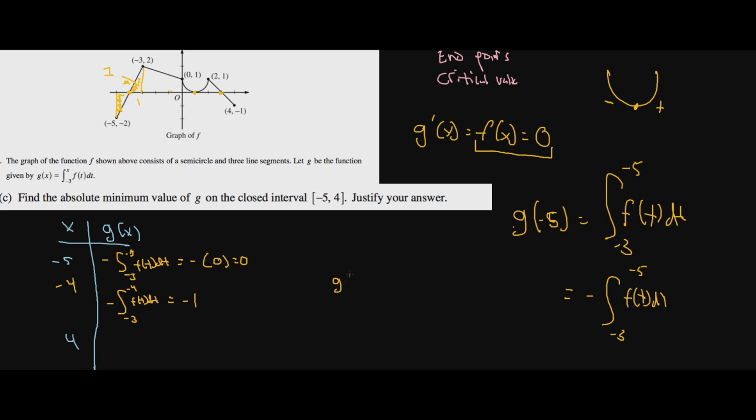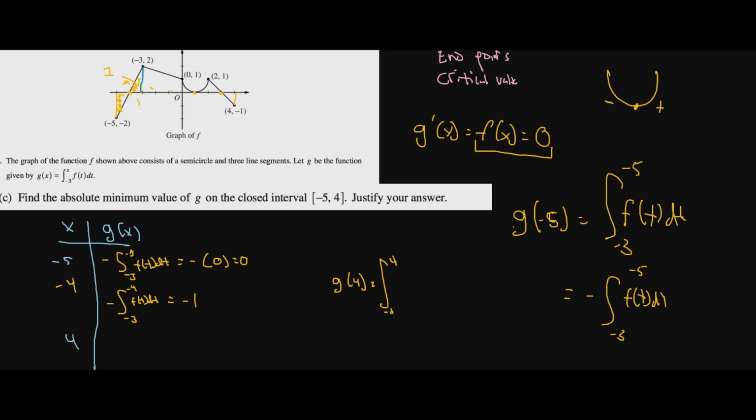And if we go to find g of 4, that is the integral from negative 3 to 4. Negative 3 to 4. Wow, that's all the way over here. All right, well, we do know what the area of this region under the curve is.